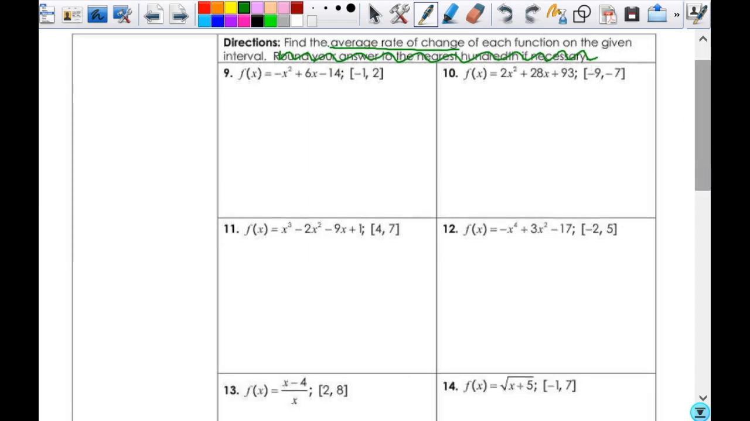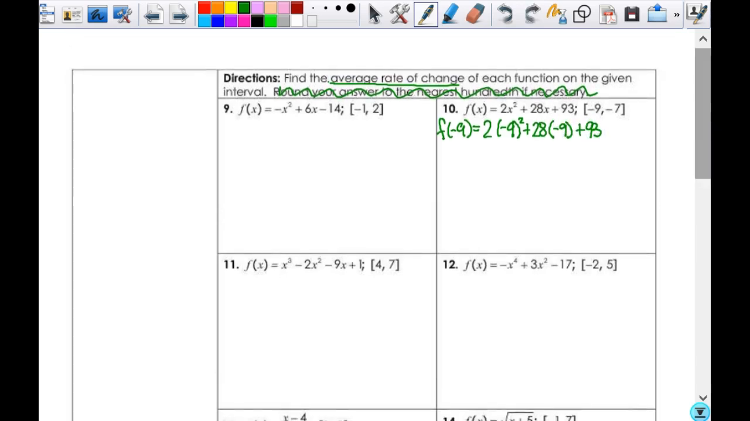So here, they give me the function, they give me the interval. So in order for me to do this, I have to find f of negative 9. I'll do that one first, and we'll find the other one. So I substitute that in. 2 times negative 9 squared plus 28 times negative 9 plus 93.